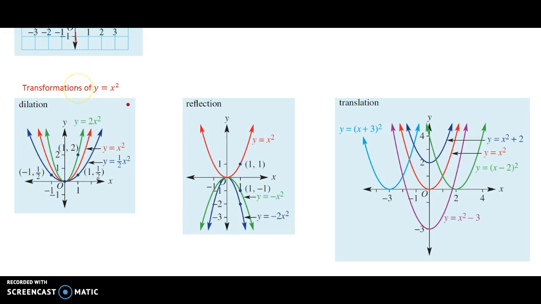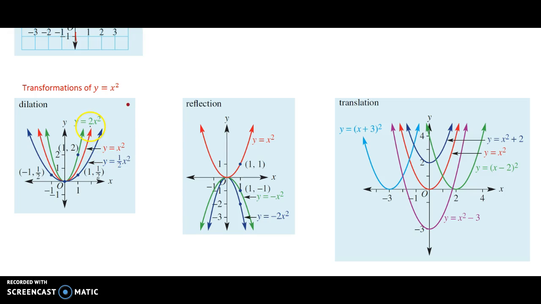The first transformation is related to the dilation of the parabola. Now the dilation simply refers to the width of the parabola. So you can see from these graphs here, this red parabola here is the basic parabola y equals x squared that we looked at before. And you'll notice that with this green parabola, y equals 2x squared, it's become a little bit thinner than that original parabola y equals x squared.